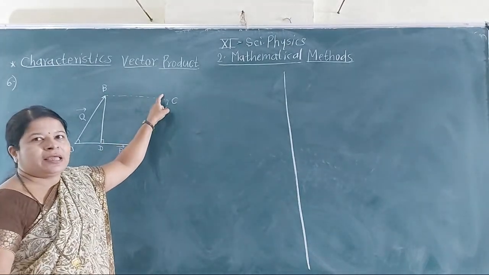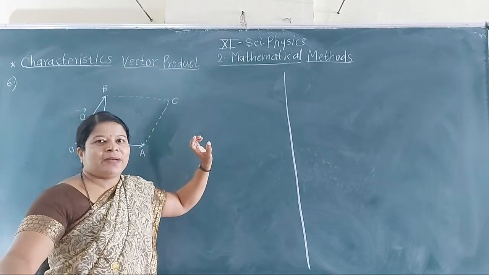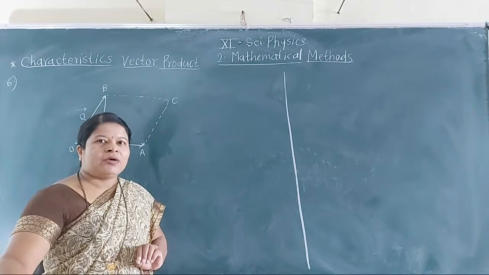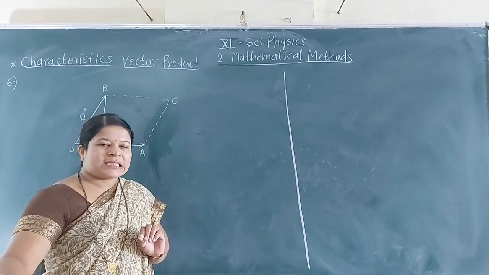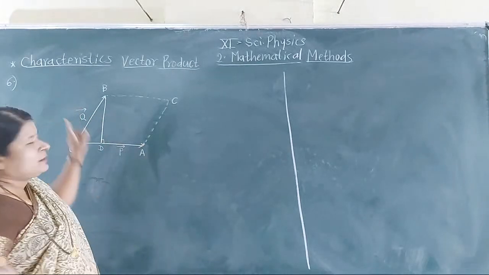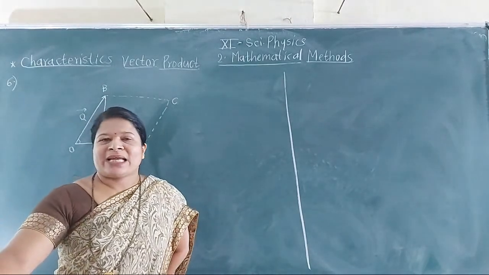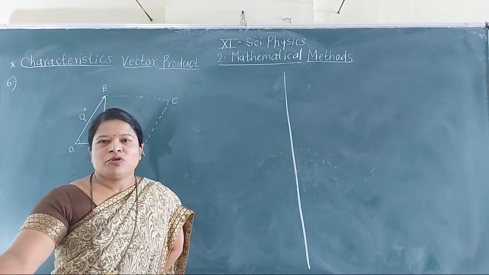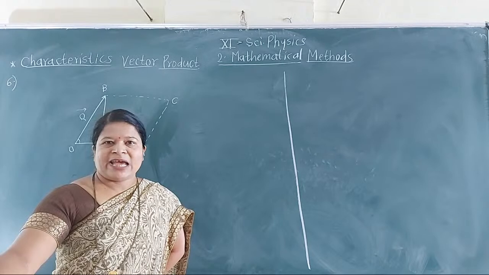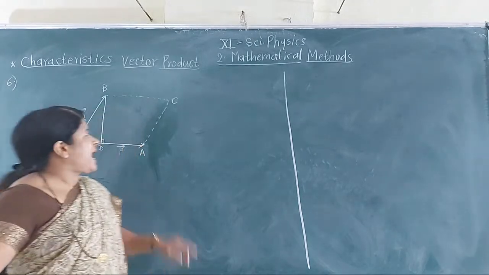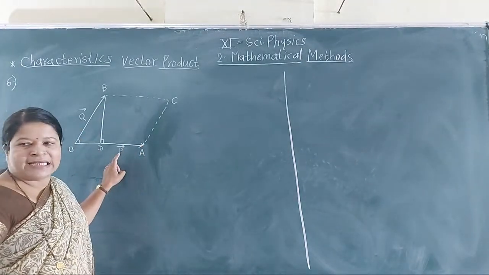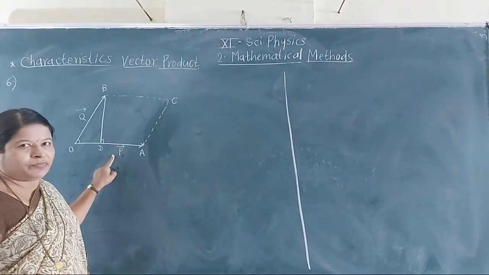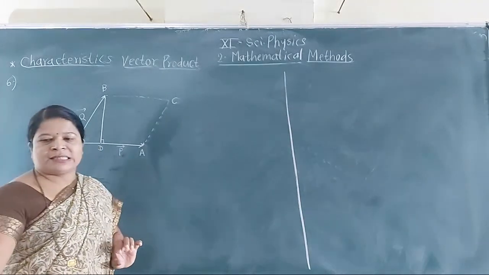Vector product. In the previous lecture, we completed 5 characteristics of vector product, and today we are going to study characteristic number 6. Characteristic number 6: The magnitude of the cross product of two vectors is numerically equal to the area of the parallelogram whose adjacent sides represent the two vectors. This is characteristic number 6.